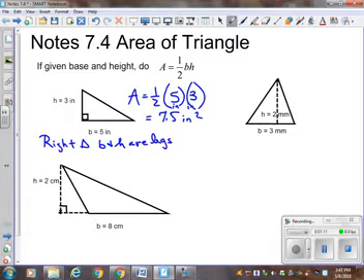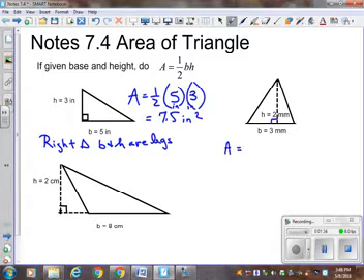Now if you have an acute triangle, the height usually is drawn from the top of the picture down to the bottom. Sometimes it's called the altitude of a triangle. And they meet at a right angle. So the base and the height always meet at a right angle, even if it's not a right triangle.